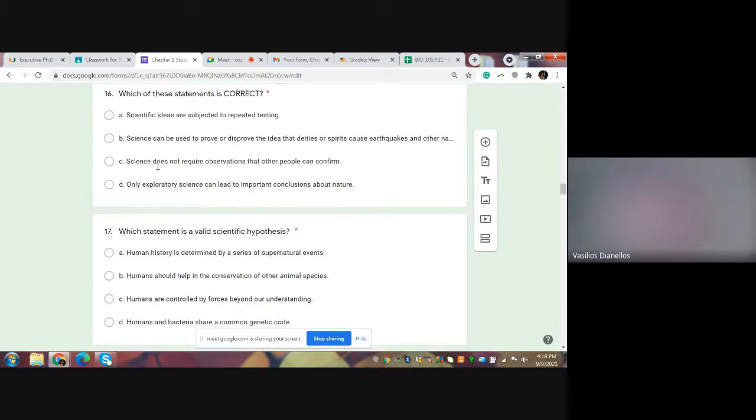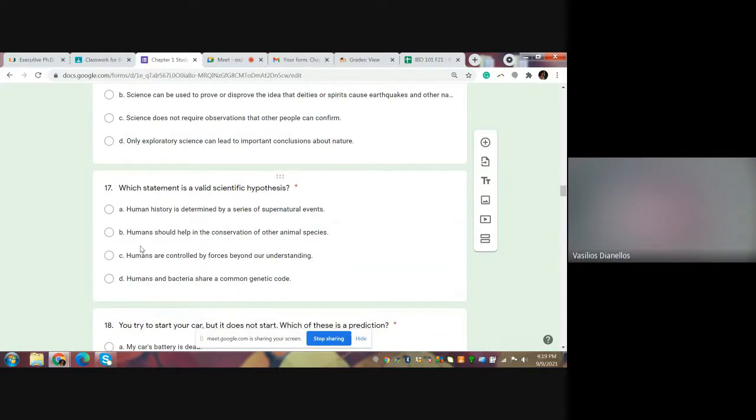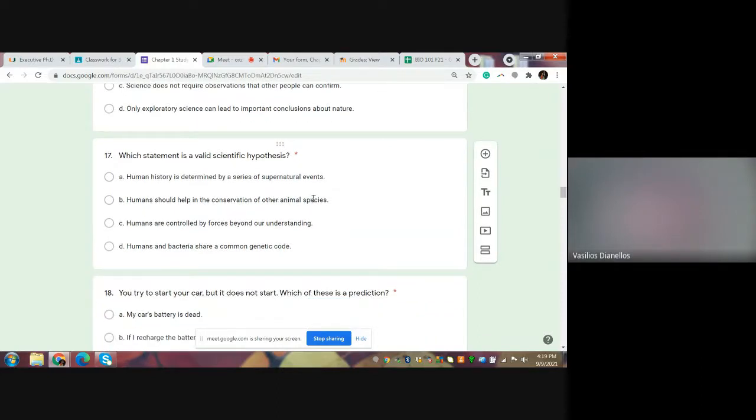All right, number 17, which statement is a valid scientific hypothesis? Human history is determined by a series of supernatural events. No, that is not, because we can't prove or disprove that, right? B, humans should help in the conservation of other animal species. It's a true statement. I believe that to be true. But that's not a hypothesis, right? That's more of a judgment. It's sort of like that other question. That's a guide on how to do the right thing morally, right? You should conserve things. Sure, you should, but that's not a hypothesis. You can't test it. Humans are controlled by forces beyond our understanding.